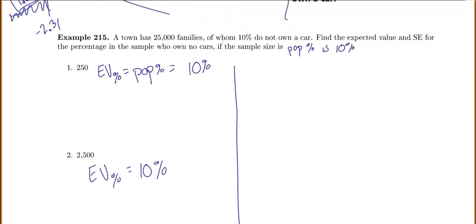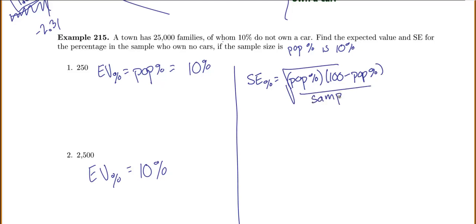Now let's find the standard error for each. So the standard error for percentage, once again, is equal to the population percent times 100 minus the population percent divided by the sample size. So the population percent stays the same for each of these, but the sample size is going to change. So this is going to be the square root of my 10 times 100 minus 10 over my sample size of 250, which gives me 1.89.